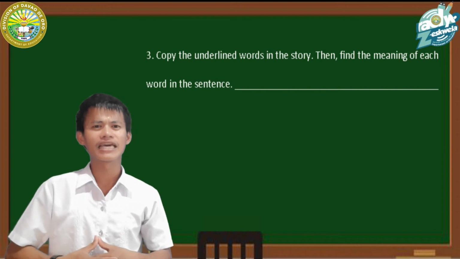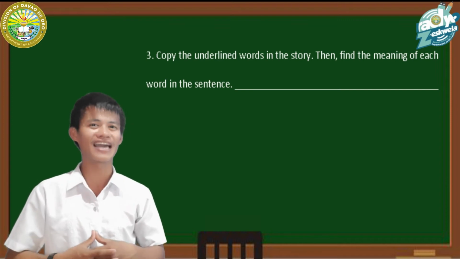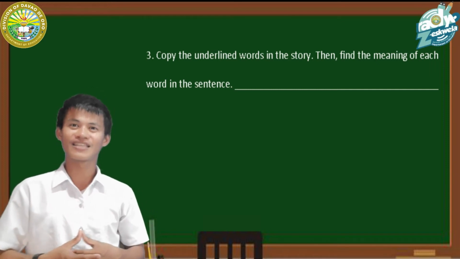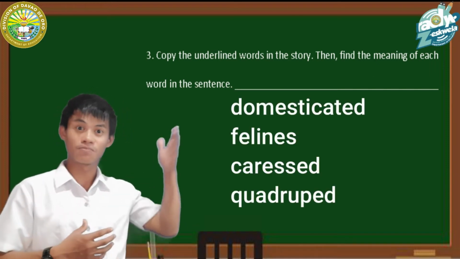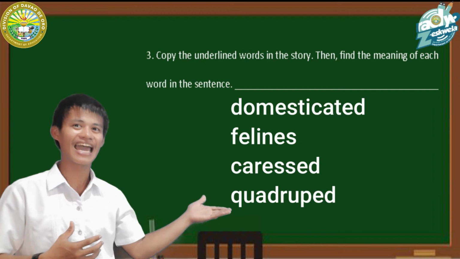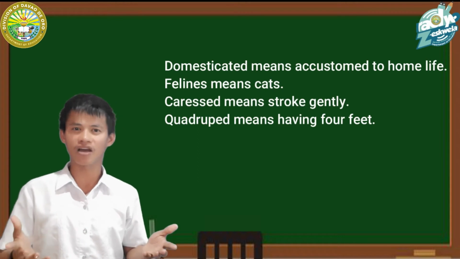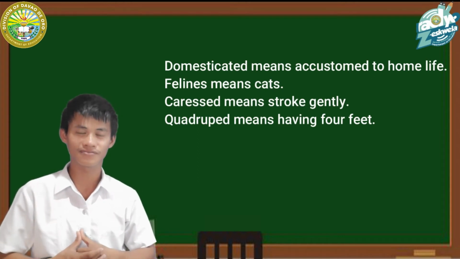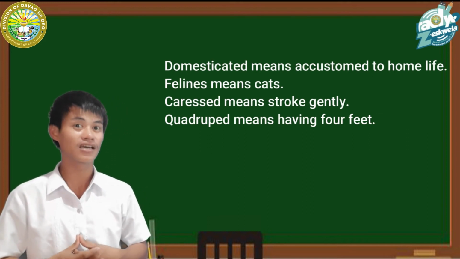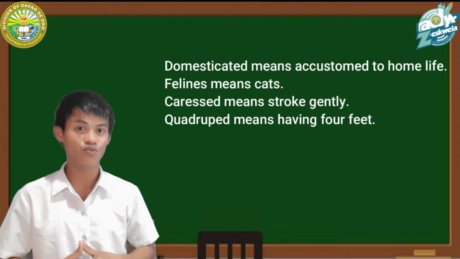Number 3. Copy the underlined words in the story. Then, find the meaning of each word in the sentence. The underlined words are domesticated, felines, caressed, and quadruped. Domesticated means accustomed to whom life. Felines means cats. Caressed means stroke gently. And quadruped means having 4 feet.